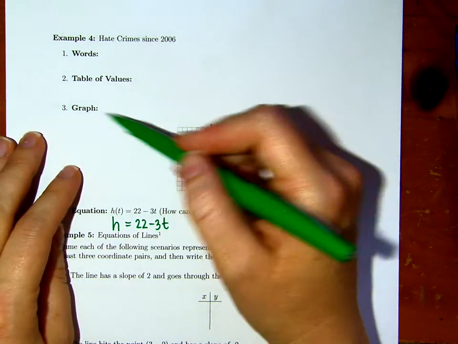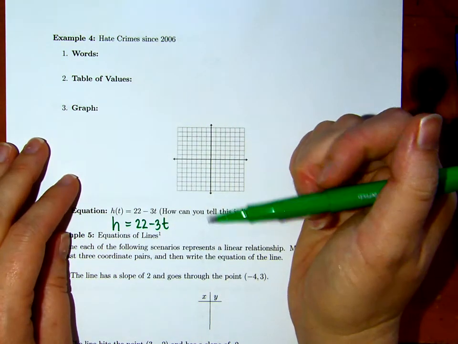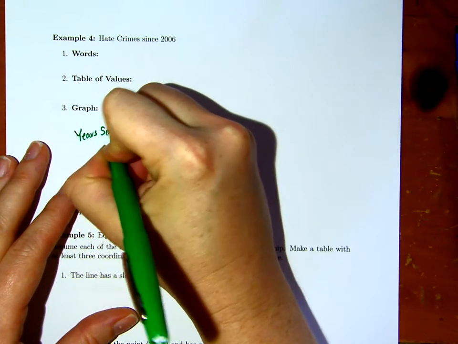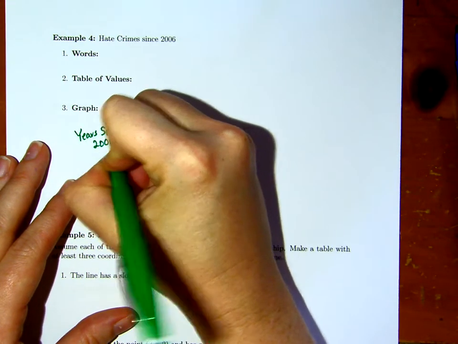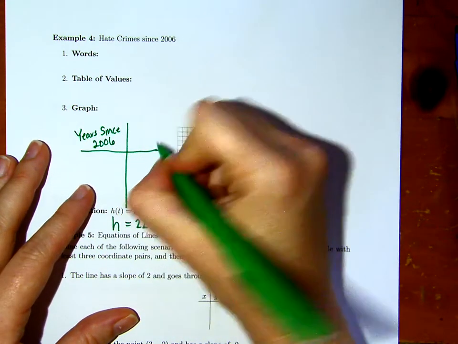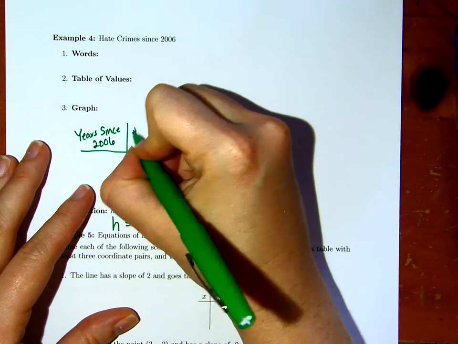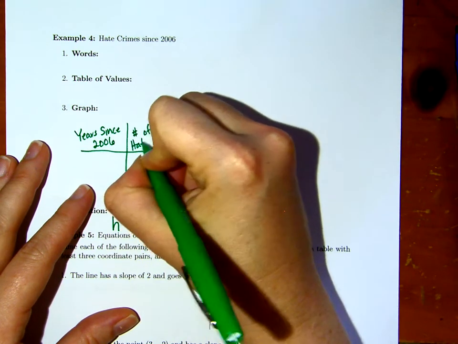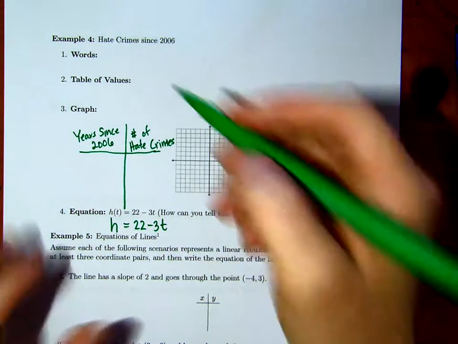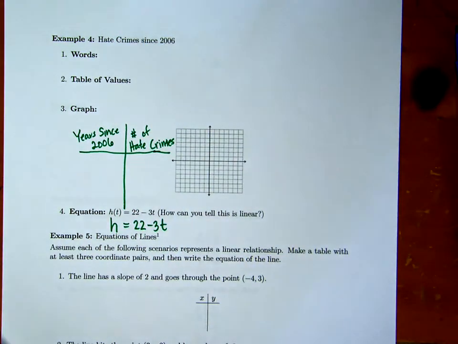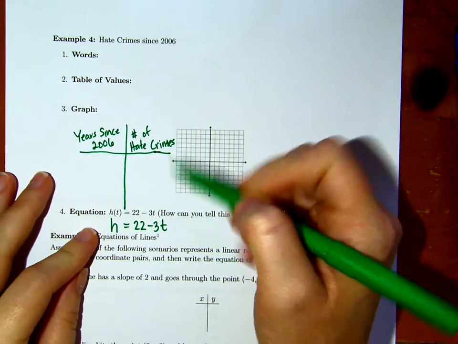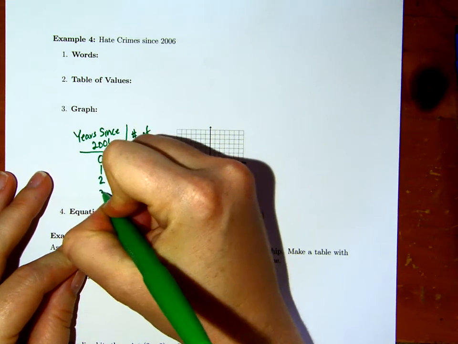Okay, so I'm actually going to go ahead and try to create a table of values here. Years since 2006. And number of hate crimes? We track these. We need to be nice to each other. Years since 2006. Okay, let's go 0, 1, 2, 3.